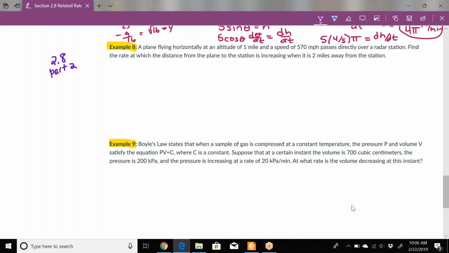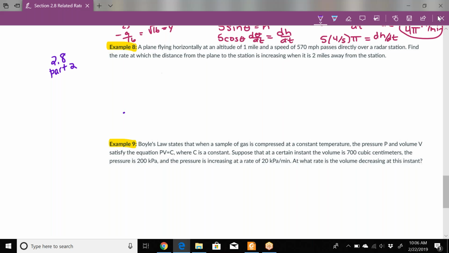All right, this is Math 211, Section 2.8, Part 2. I had a few extra examples I didn't get to finish in the last video. We're looking at related rates and varieties of different types of examples. So this one: a plane is flying horizontally at an altitude of 1 mile. Remember, altitude is the height from the ground. It flies at a speed of 570 miles per hour, and it passes directly over a radar station.